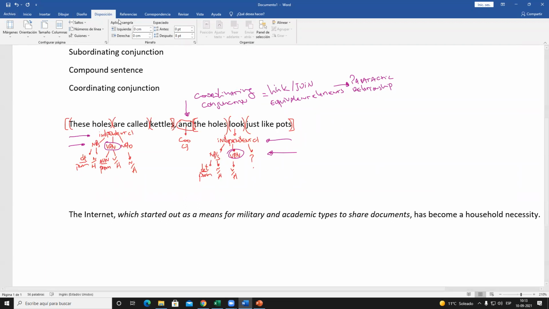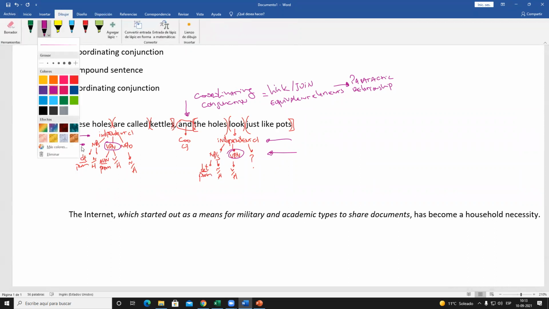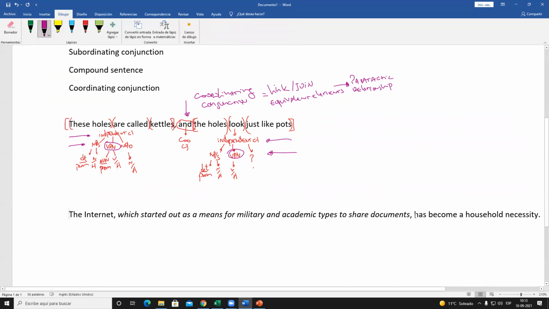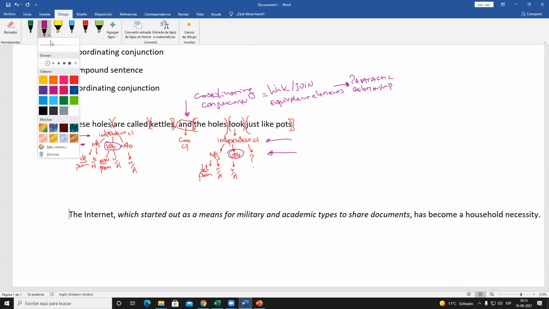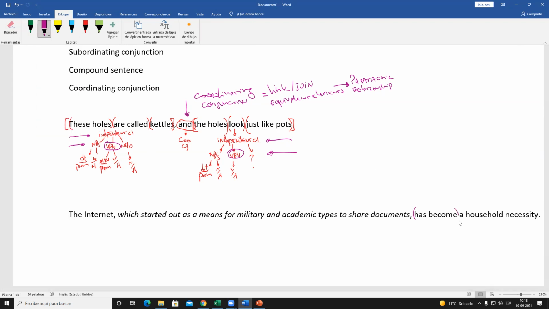So has become. What has become a household necessity? The internet, which started out as a means. Oh, so all this is the subject.